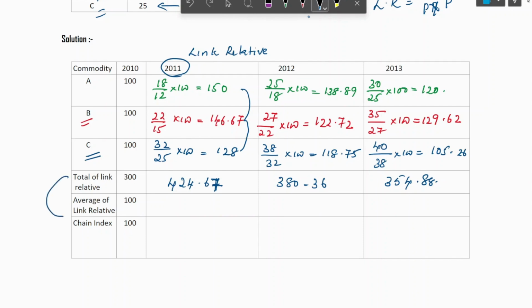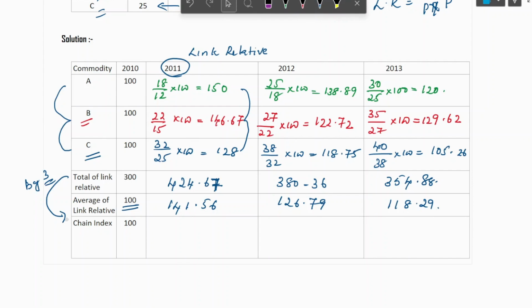Now you are finding the average. Dividing by 3 because we added 3 values, right? 1, 2, 3. Therefore the first link relative average is 100. Next, 424.67 divided by 3 gives you 141.56. Here 126.79 and 118.29. Now the last one, the chain base index.